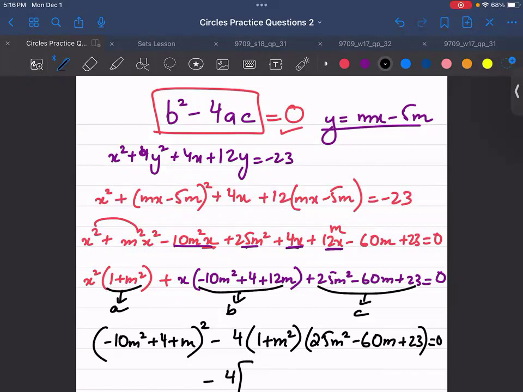Wait, I'm checking the working. Yeah, plus 12m. That's fine as well. I was looking for something. Maybe we could have made this simpler. So I'm just trying to figure that one out. Okay.